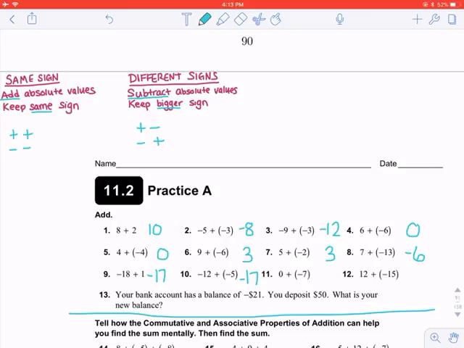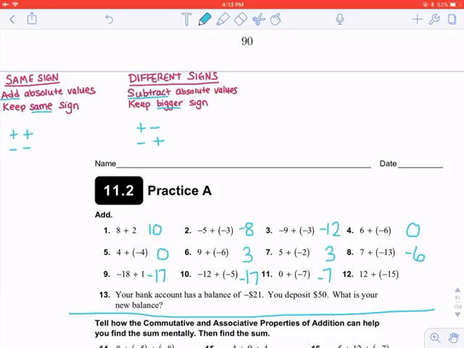Number 11, 0 doesn't have a sign, so you could really think about this as same sign or different signs. You'll get the same answer. I'm going to think about it as different signs just because I see that one of them's negative and one of them doesn't have a sign, but it doesn't matter. 7 minus 0 is 7. The bigger number is 7, which is negative, so it's a negative 7.